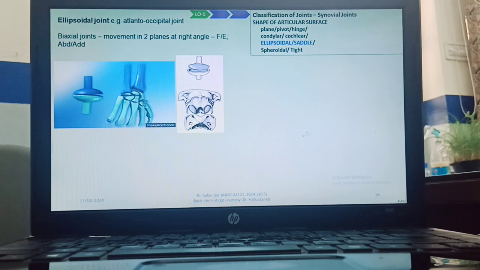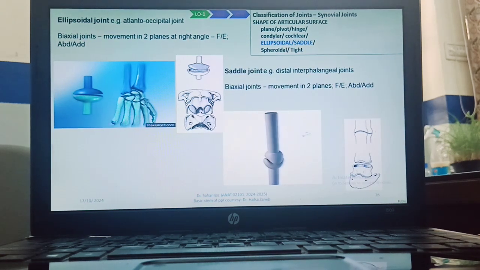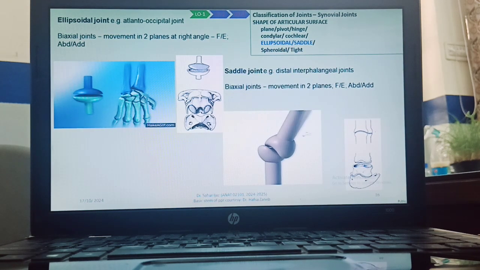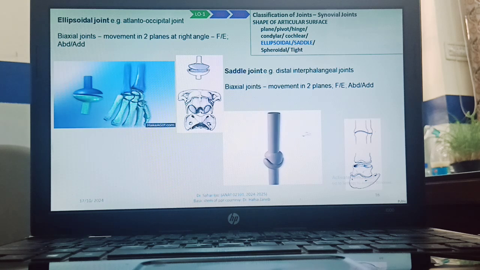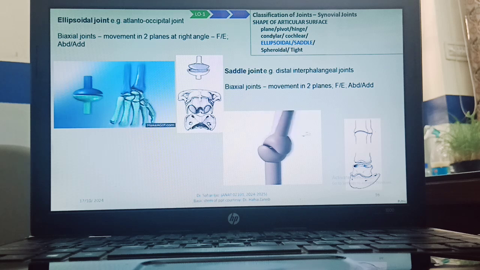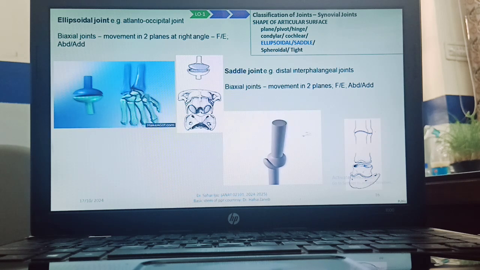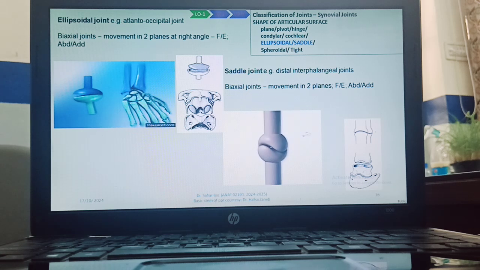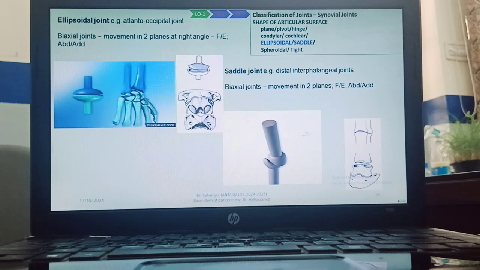An example can be the atlanto-occipital joint. Then the saddle-like joints, distal interphalangeal joint, that is a biaxial joint again. And look at the movement, two-plane movement, flexion, extension, and abduction, adduction. So it is again around two axes.